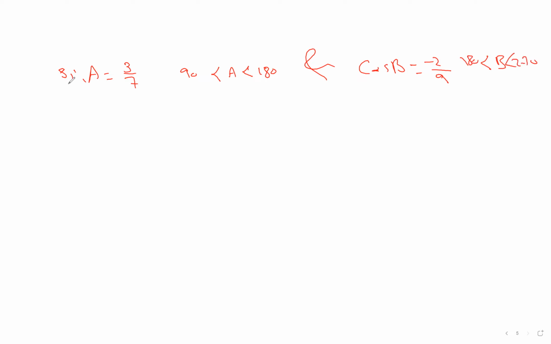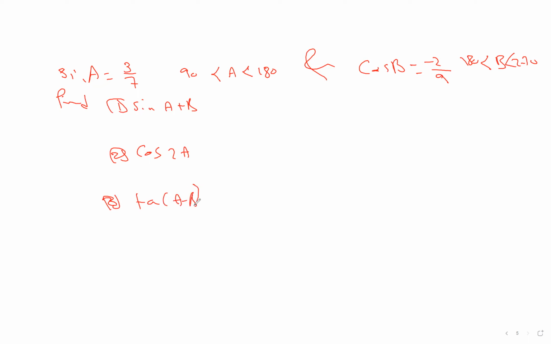Another example. If sine A equals 3 over 7 and A is greater than 90 and less than 180, and cosine B equals negative 2 over 9, and B is between 180 and 270. Find, number 1, sine A plus B. Number 2, cosine 2A. Number 3, tan A minus B.